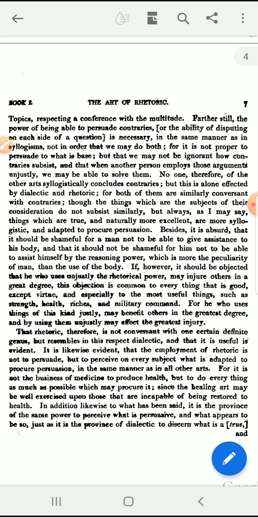If, however, it should be objected that he who uses unjustly the rhetorical power may injure others in a great degree, this objection is common to everything that is good, except virtue, and especially to the most useful things such as strength, health, riches, and military command. For he who uses things of this kind justly may benefit others in the greatest degree, and by using them unjustly may effect the greatest injury.